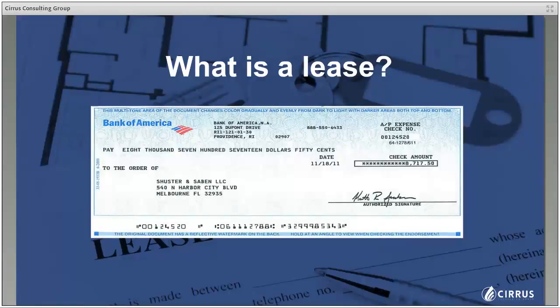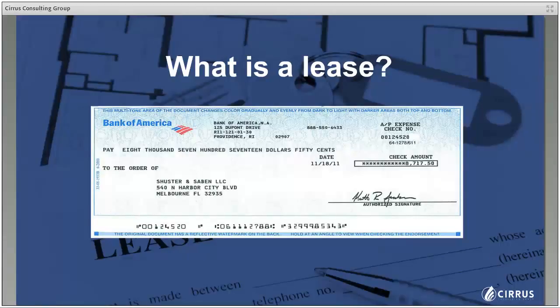Not only is the lease agreement a check, I would argue that the lease agreement is one of, if not the most expensive checks that you will ever sign or have signed in your entire lives, both professionally and personally.